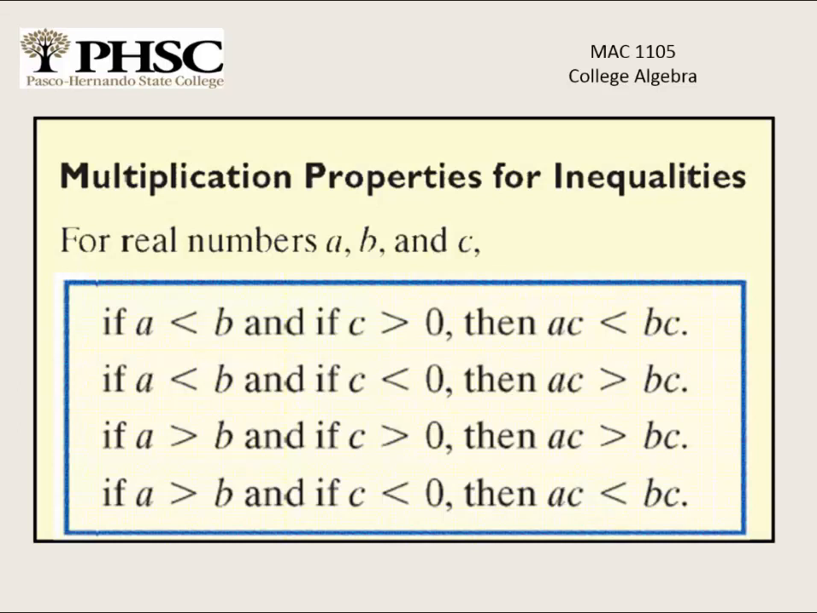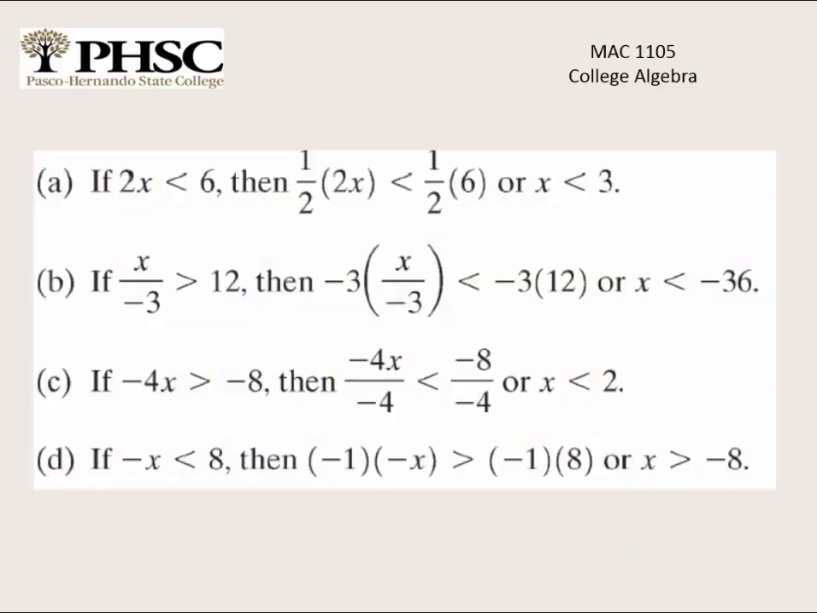So here's the multiplication property for inequalities for any numbers a, b, and c. I'll let you go through them, and I'm going to go ahead and show you some examples. The first one is, let's say, 2x is less than 6. Then 1/2 times 2x is less than 1/2 times 6, or x is less than 3. So we multiply both sides by the same real value, in this case 1/2.